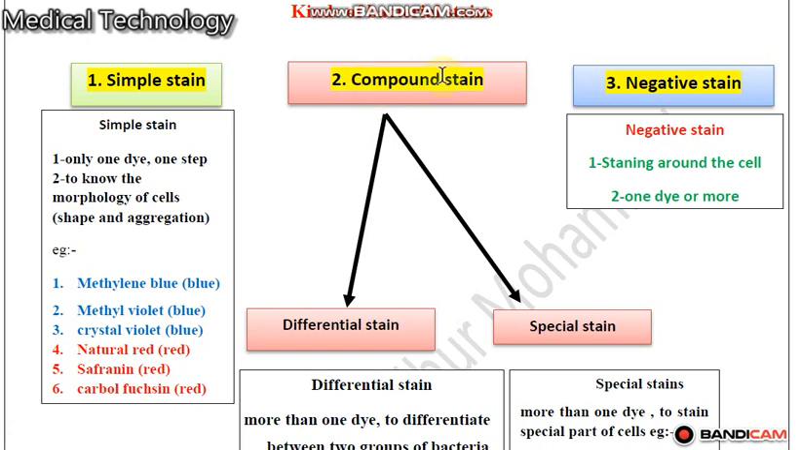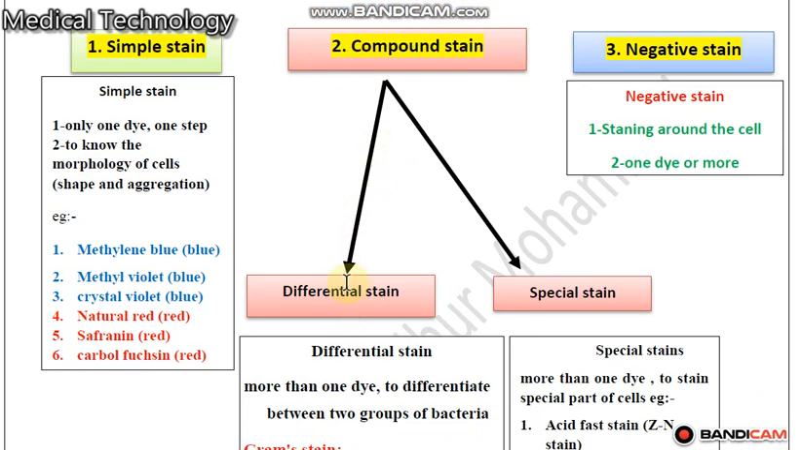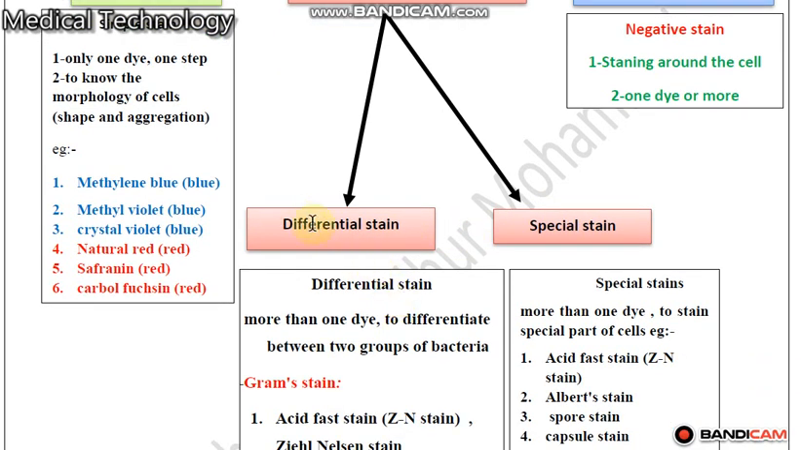What are the other types of stain? Compound stain. Compound stain is divided into two main types: differential stain and special stain. Why is this stain called differential stain? And why is this stain called special stain? Differential stain, because we use more than one dye.